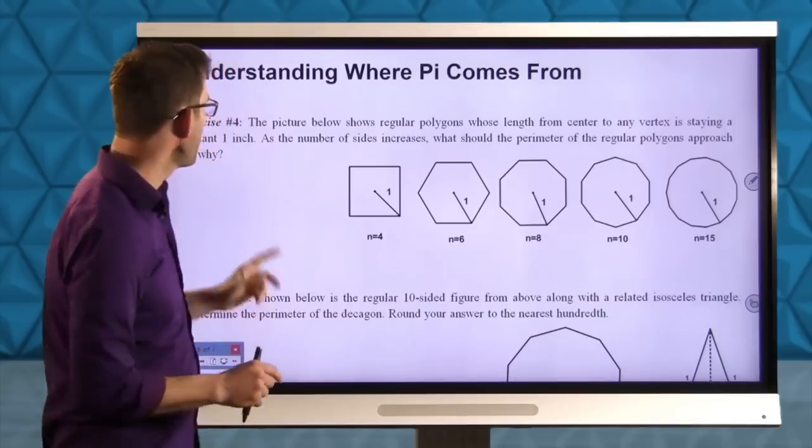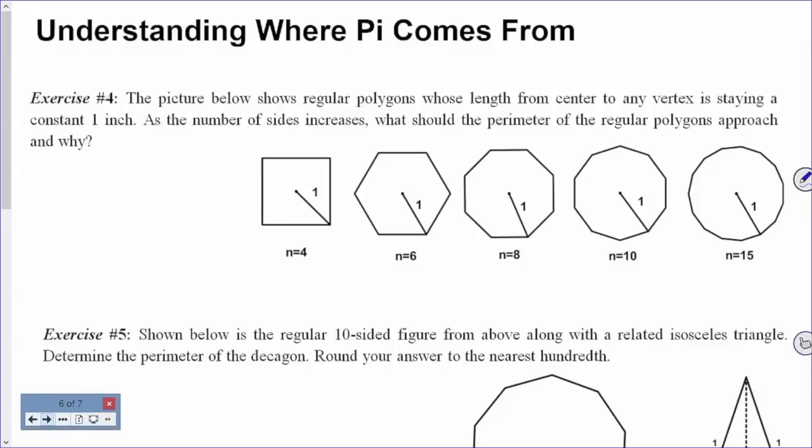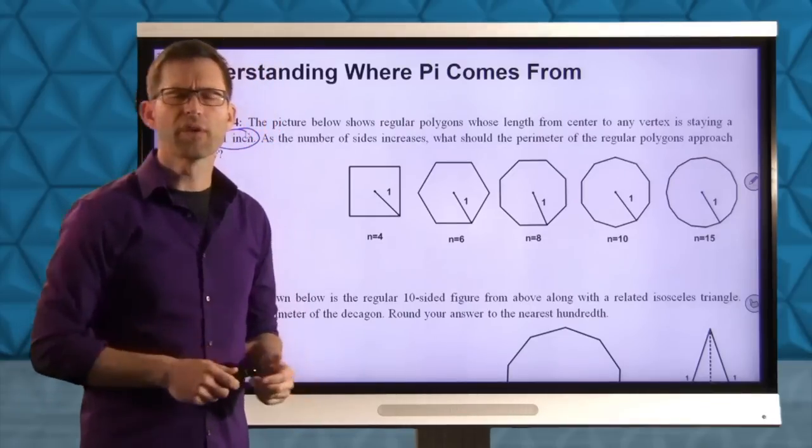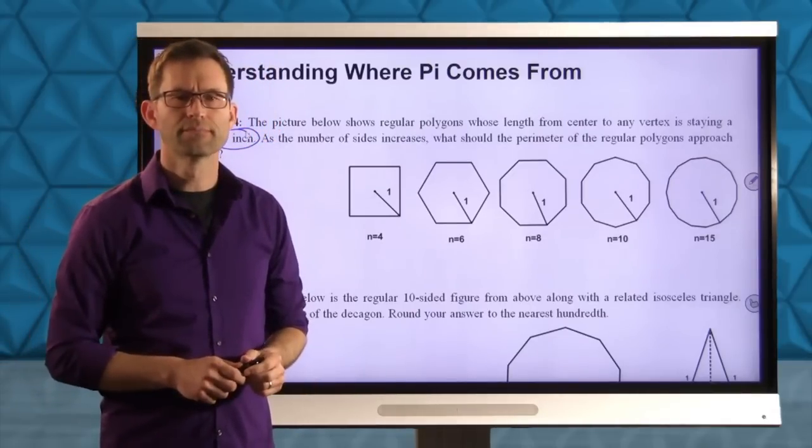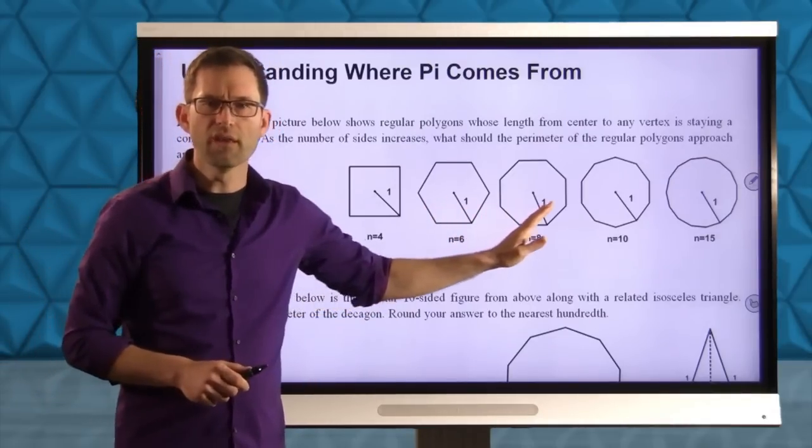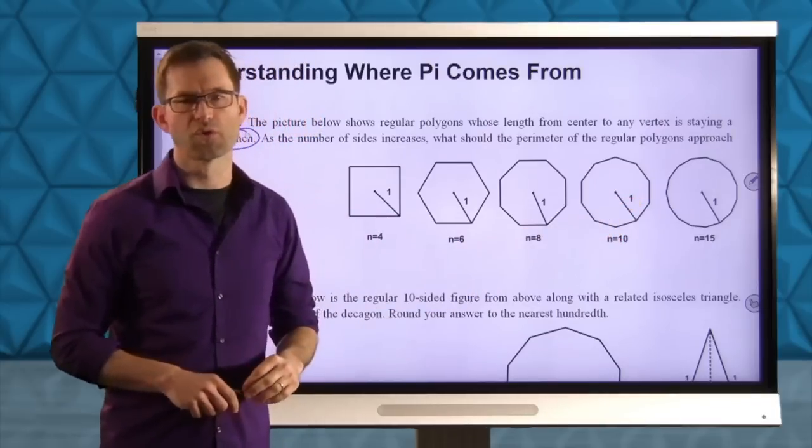So let's take a look at exercise number 4. The picture below shows regular polygons whose length from center to any vertex is staying a constant 1 inch. As the number of sides increases, what should the perimeter of the regular polygons approach, and why? I want you to think about this a little bit. What should these perimeters get closer and closer to?